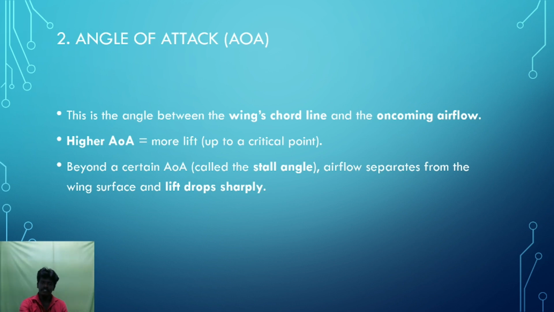If the angle of attack is more than 15 degrees, it will stall. Beyond a certain angle, that is called the stall angle. Beyond a certain angle of attack, airflow separates from the wing surface and lift drops sharply. Once again, I repeat, beyond a certain angle of attack, airflow separates from the wing surface and lift drops sharply.